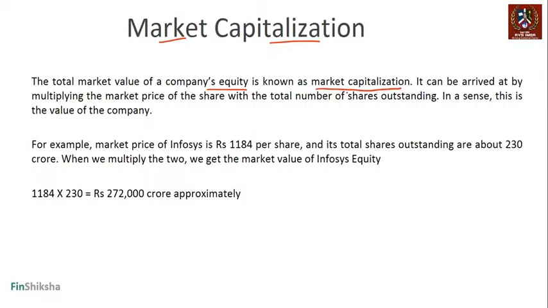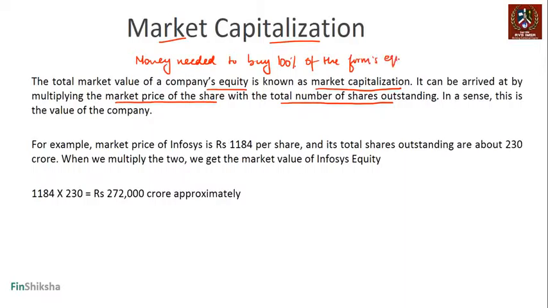How do you arrive at this number? You multiply the market price of a share with the total number of shares outstanding to get the value of the company. This is, in a sense, the money needed to buy 100% of the firm's equity. Remember, you might still have to pay for the debt of the company. But if you want to buy all the shares of the company, the amount needed is going to be equal to the market capitalization.